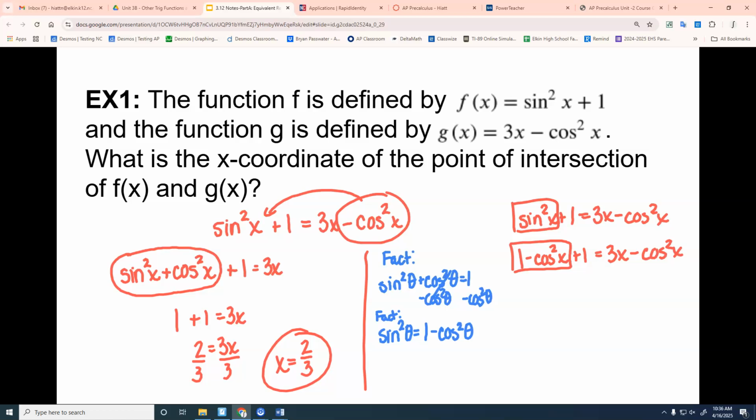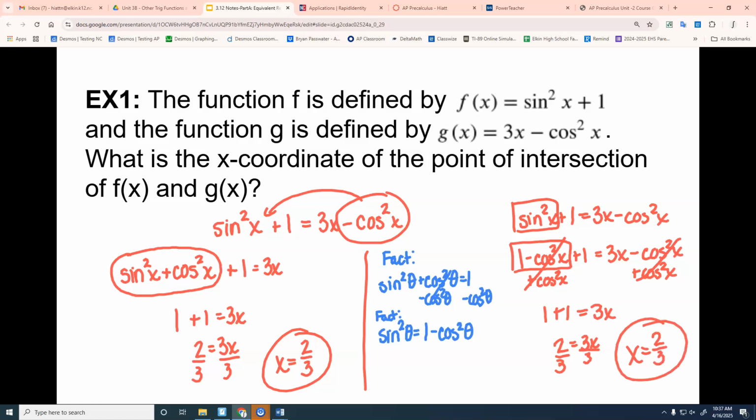And so now that I've got 2 cosine squared x's, I could try to combine those. So if I add cosine squared x here, it'll cancel, and if I add it over here, it also cancels, right? Leaving me with 1 plus 1 equals 3x. So 2 equals 3x, and I divide by 3, and I also get x equals 2/3 that way.